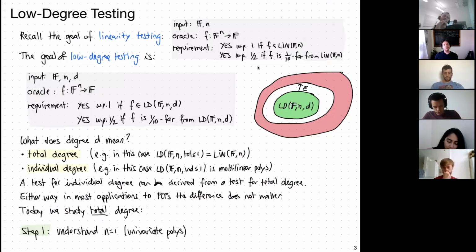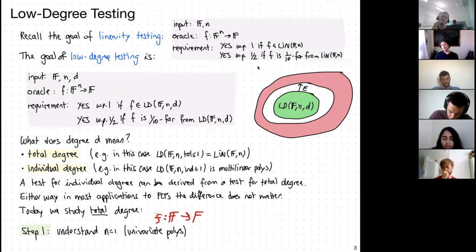And what we'll do is we'll do it in 2 steps. The first step would be to look at low dimension, namely dimension 1. So we'll just consider a function f from F to F, right? So we fix n to be 1. So this is the simplest thing. And the reason why we'll do that is because that's the clearest and cleanest setting.